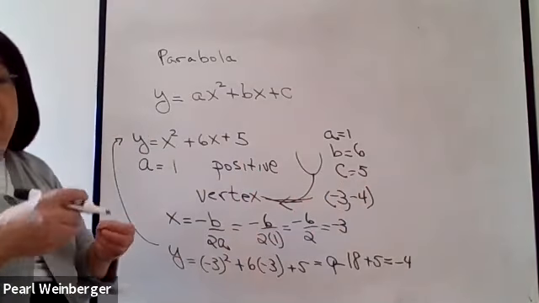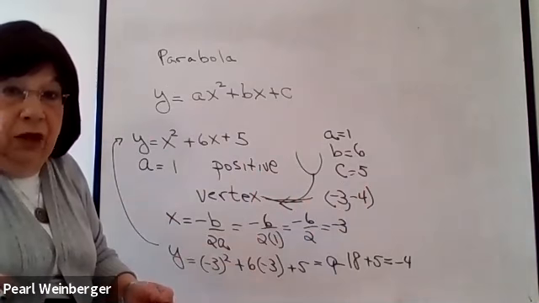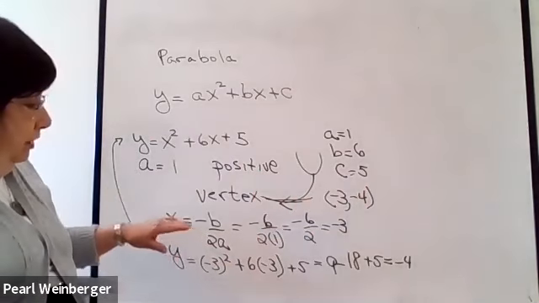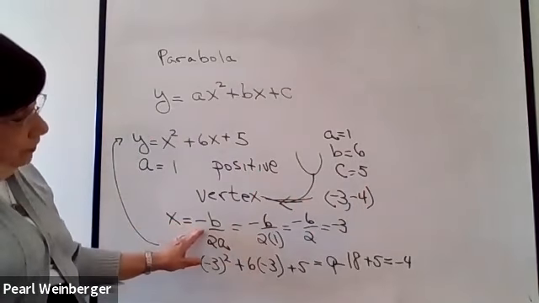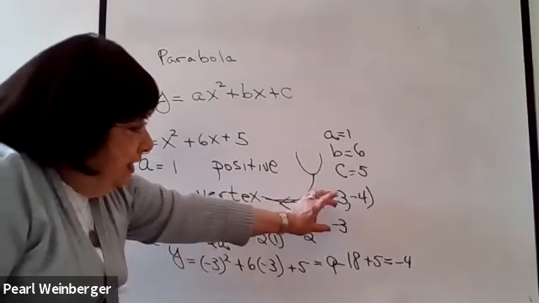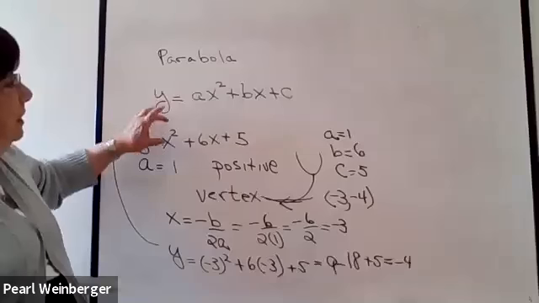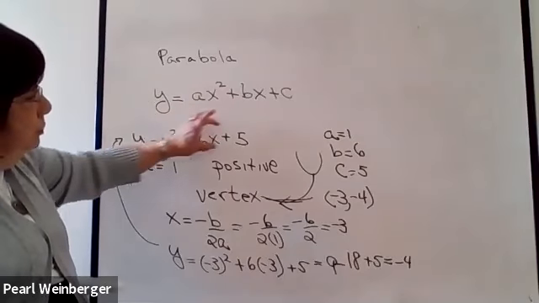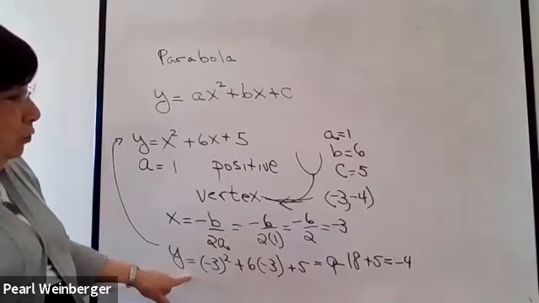So whenever we're asked to find the vertex of a parabola, we have to do 2 things. We have to figure out this negative b over 2a to get the x value, and then take that value and stick it back into the original equation to get the y value.